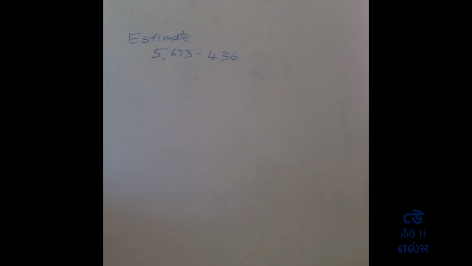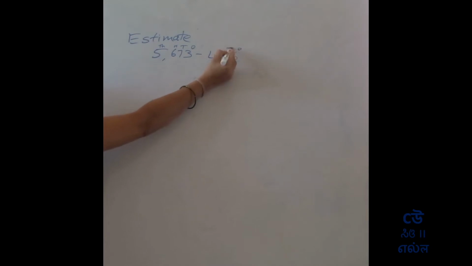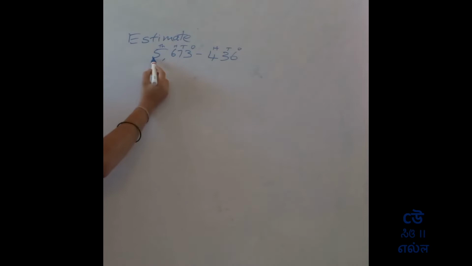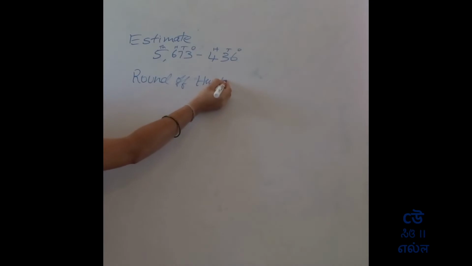Here, children, to which place will you round off? First you see ones, tens, hundreds, thousands. Here also we have ones, tens and hundreds. So the common is what? Thousands place here. Here we don't have thousands place, so we can't round off to thousands place. Next we have hundreds place. Here also we have hundreds place. So we'll round off the number to 100. Okay.